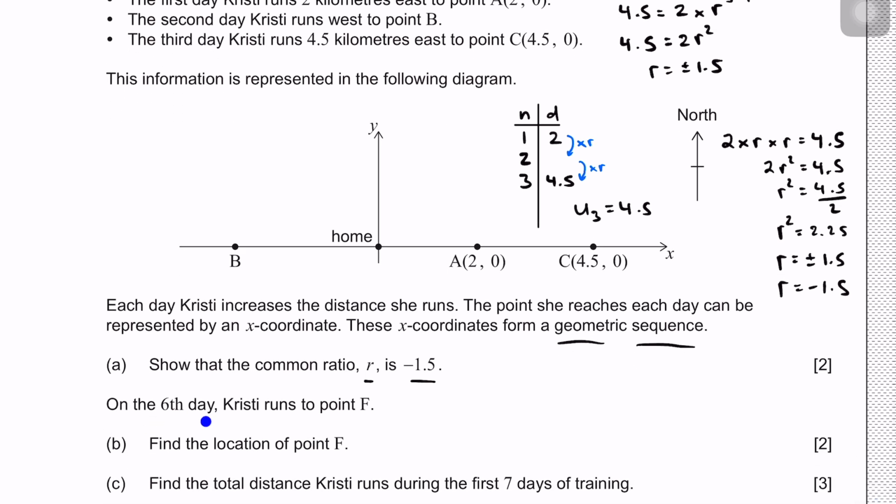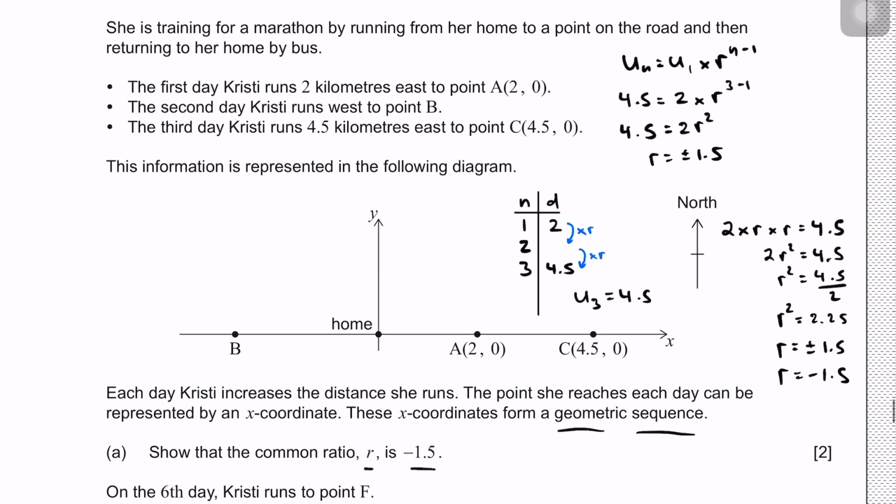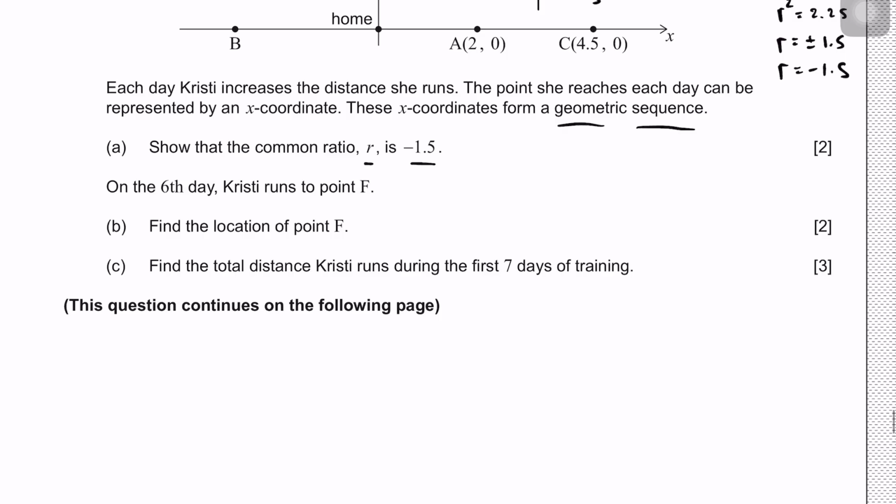On the 6th day, Christy runs to point F. Find the location of point F. So I think this is actually a comparatively much more straightforward and easier question than part A. So if you didn't get part A, they already give us the common ratio. We know what the first term is, so we can set up a formula, and now we just have essentially an input-output question. So I'm going to write this out for B right here.